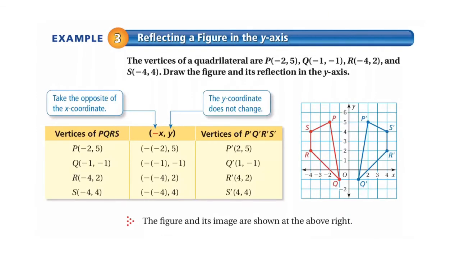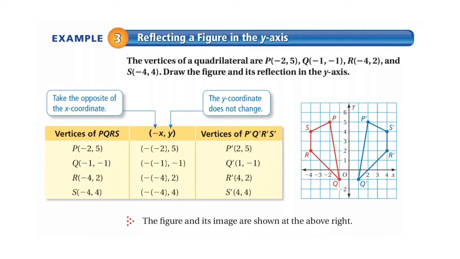In example 3, reflecting a figure in the y-axis. So now they drew in the red quadrilateral with the coordinates shown, and we have to find the blue quadrilateral, the reflection. They're doing it this time just by taking the coordinates, and because we're going in the y-axis, the y number stays the same, but we get the opposite of the x.